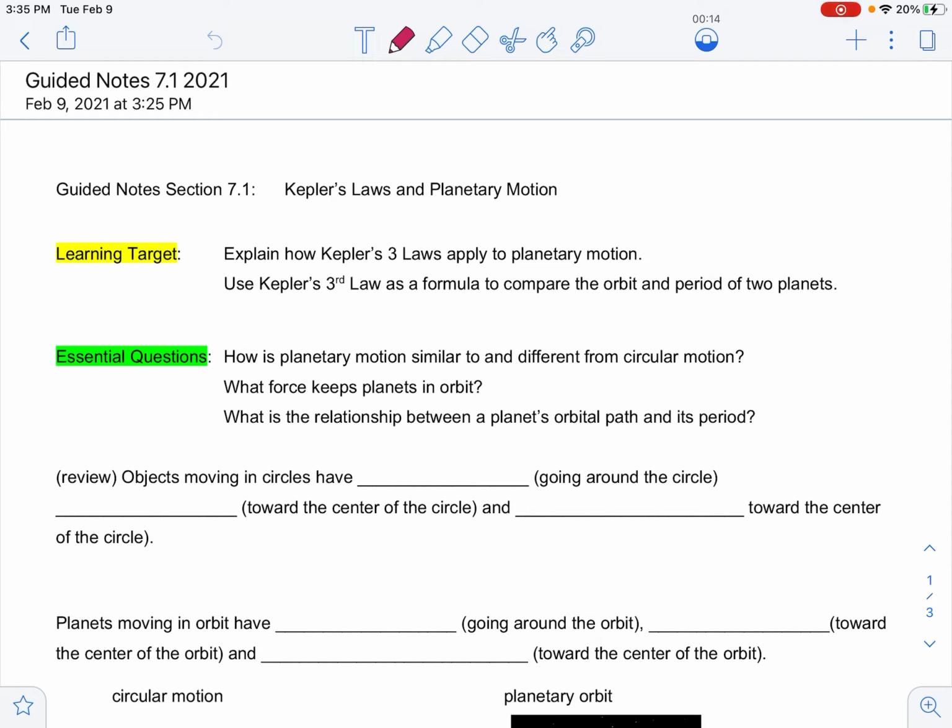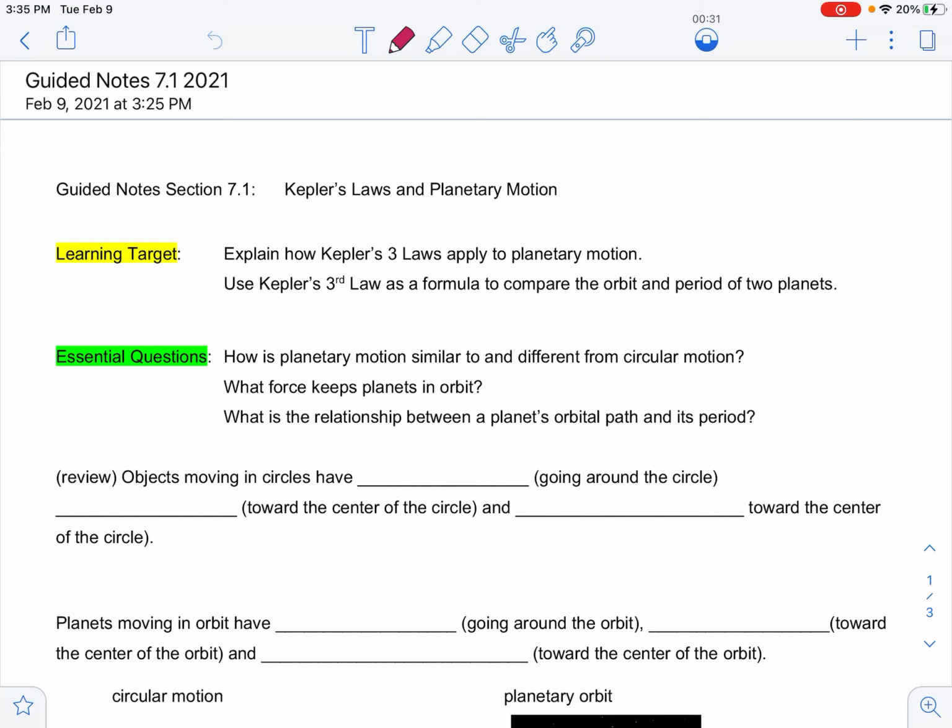Now the Edpuzzle video that you had for asynchronous work last time is also about Kepler's laws, and it's a nice introduction with no math involved. So if you haven't watched that Edpuzzle yet, I suggest you watch that first so that you have an idea of what I'm going to be talking about here.